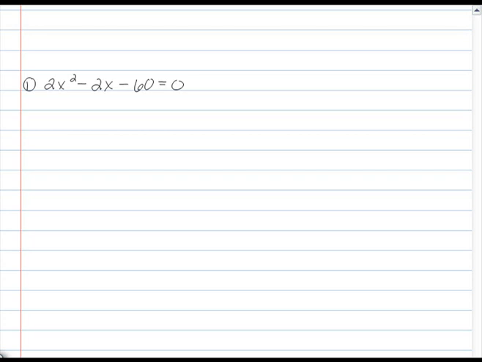Now what we need to do is notice that if you look at the coefficients of each of the terms here, they're all divisible by 2. So to start this problem and make it a little bit easier, let's go ahead and divide out a 2 from each one. Anytime you're looking at a problem and it's got a number in front of that x squared, you want to see if you can get rid of that first, because that'll make the factoring a whole lot easier. So we're going to have x squared minus 1x minus 30 equals 0.